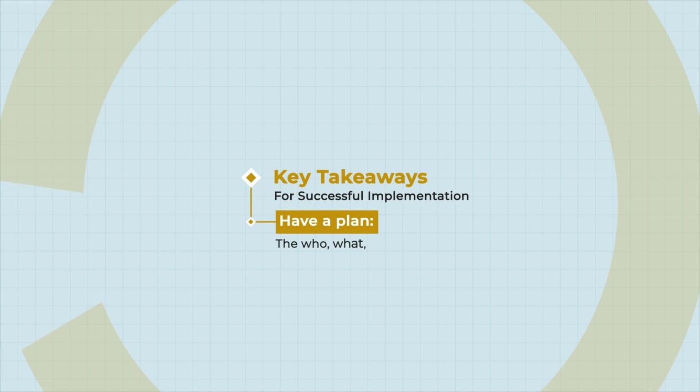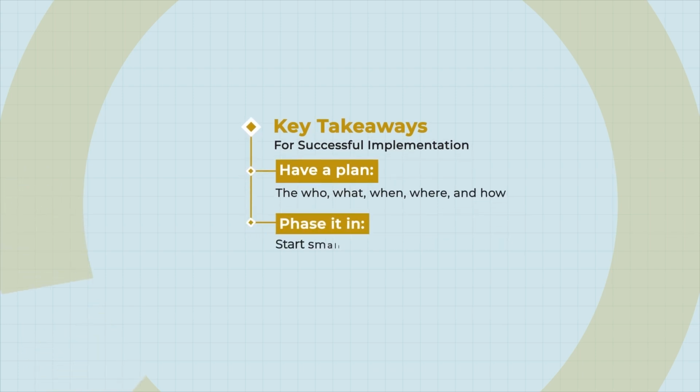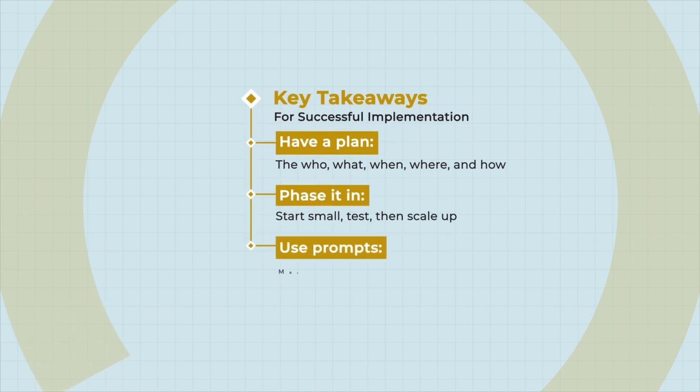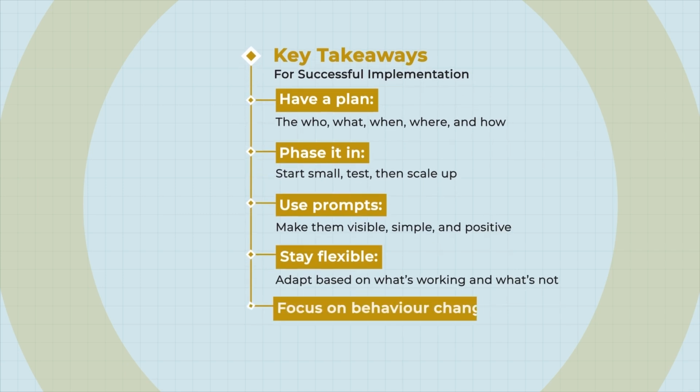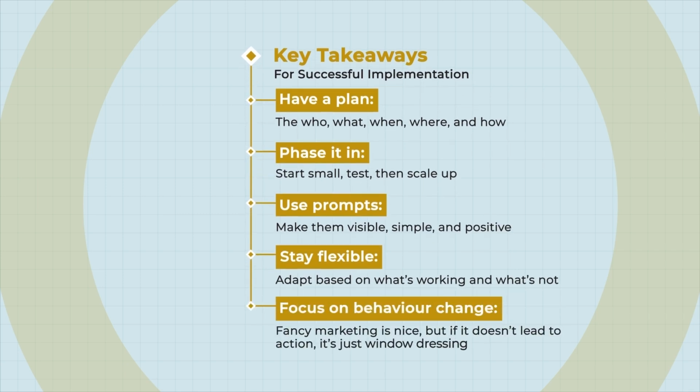Key takeaways for successful implementation. Have a plan. The who, what, when, where, and how. Phase it in. Start small, test, then scale up. Use prompts. Make them visible, simple, and positive. Stay flexible. Adapt based on what's working and what's not. Focus on behavior change. Fancy marketing is nice, but if it doesn't lead to action, it's just window dressing.